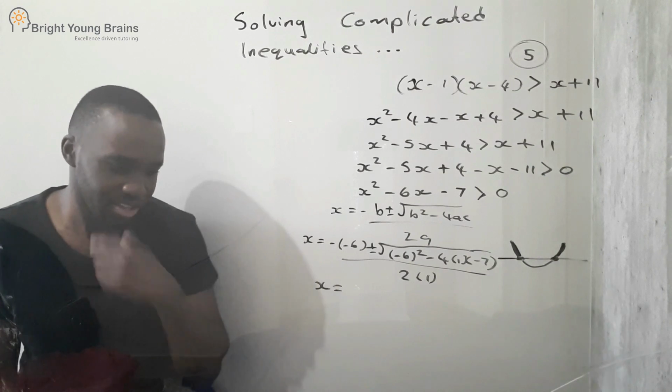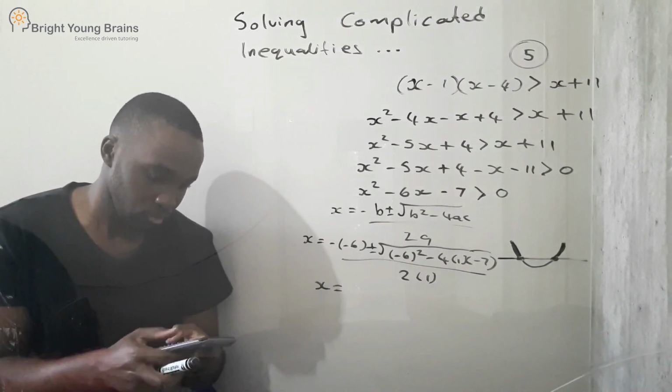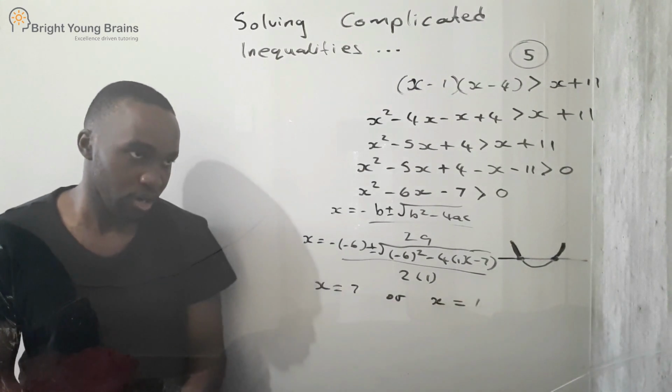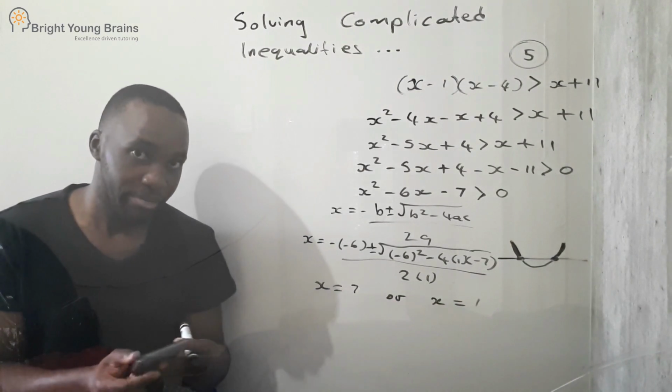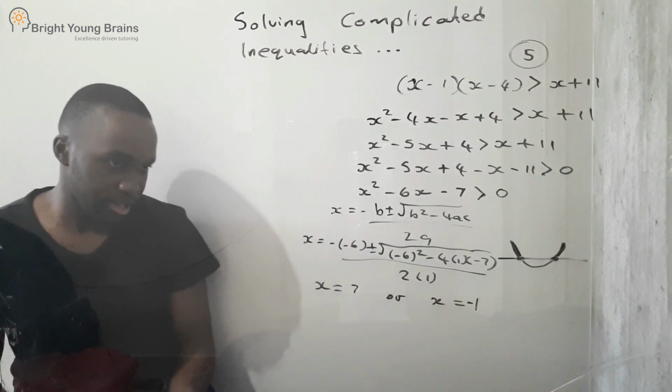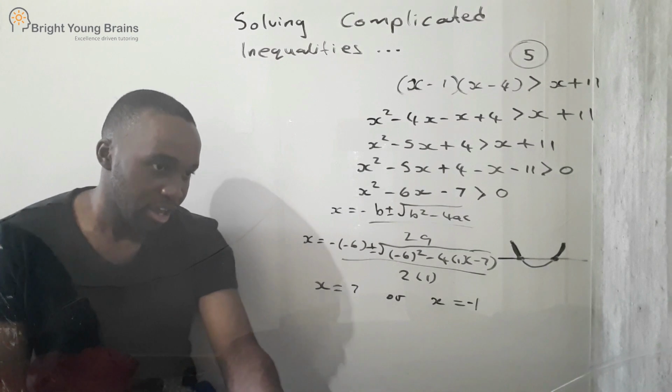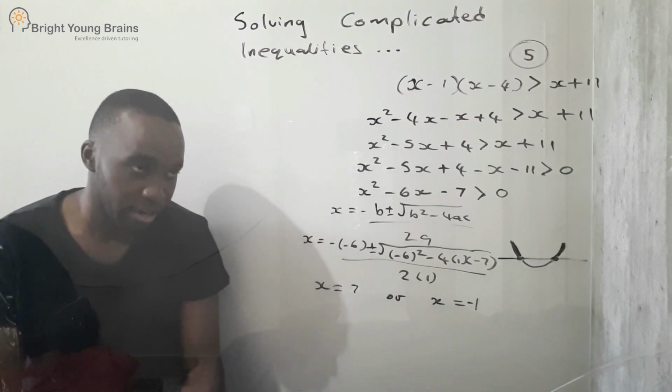Why am I guessing? X is equal to 7. Oh, X is definitely either equal to 1. But let's just double check. Nope, -1. It's good to double check with the calculator. I don't know what I was thinking. But here we are. X is equal to 7 or X is equal to -1.